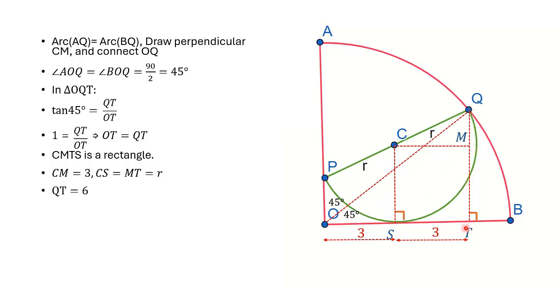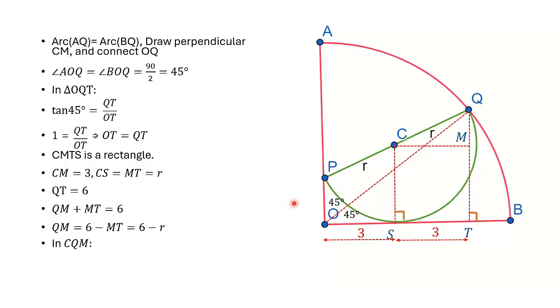Now what is QT? QT, as I said, is equal to OT, and OT is 3 plus 3, that is 6 units. So QT is equal to 6 units. We can also write QT is equal to QM plus MT, and this is equal to 6. So I can rewrite QT as QM plus MT, and MT is known. MT is nothing but the radius. So now I can write QM is equal to 6 minus MT, and MT is the radius. So this is 6 minus R.